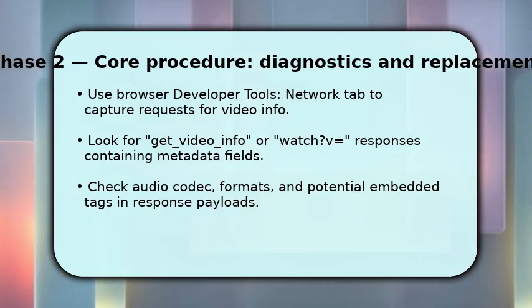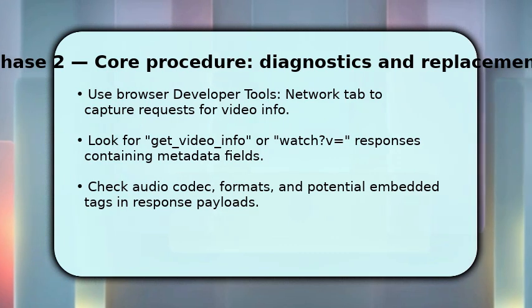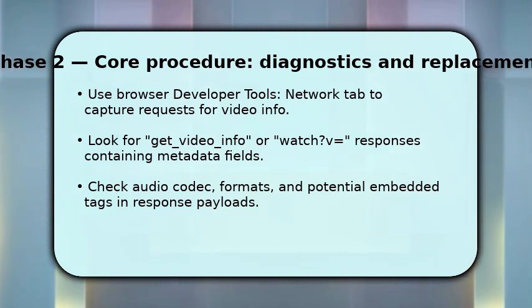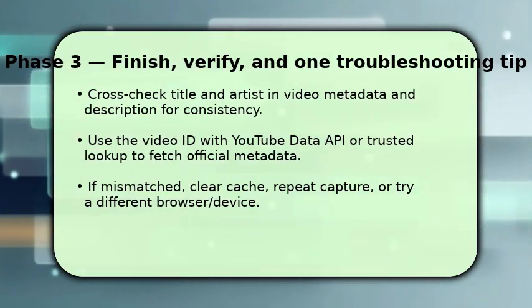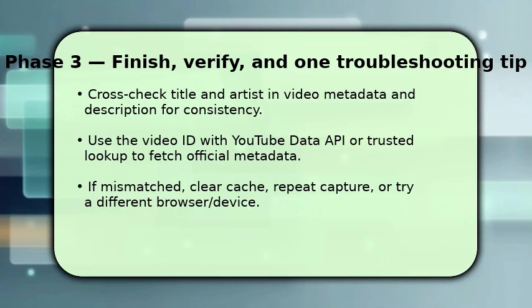With metadata in hand, use the video ID to make a final verification call, either with the YouTube Data API or a trusted metadata lookup. This fetch confirms title, channel, and upload details so you can be sure the song ID matches official records.